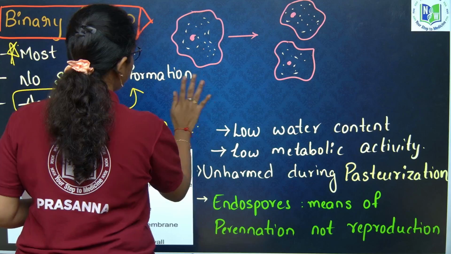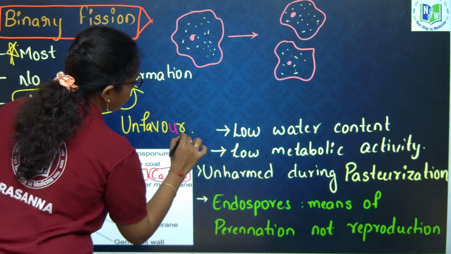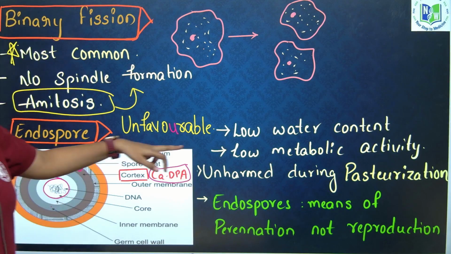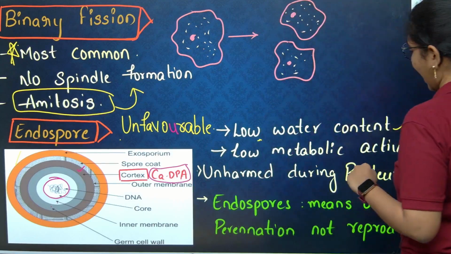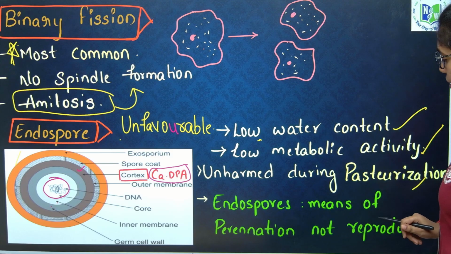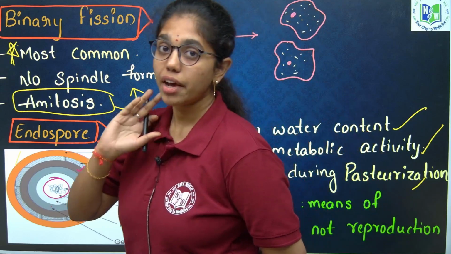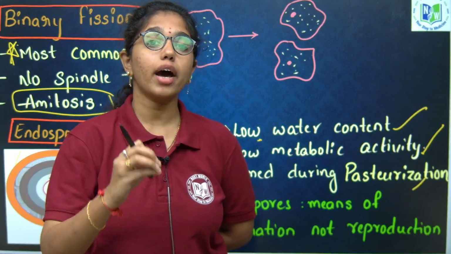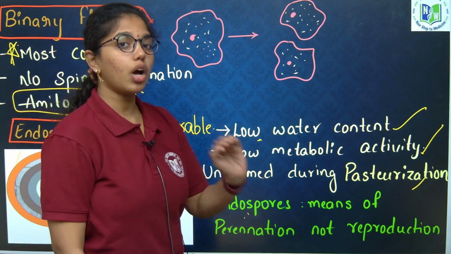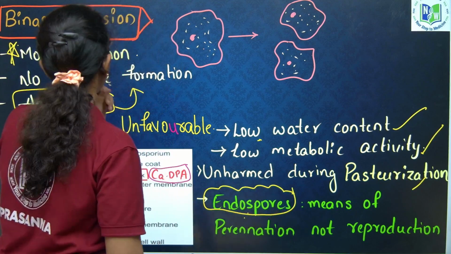During what? Unfavorable conditions. So the endospore has low water content, low metabolic activity, and is unharmed during pasteurization. Endospores do not act as reproduction, but as what? Organs of perennation. They are the only means of perennation, not reproduction.